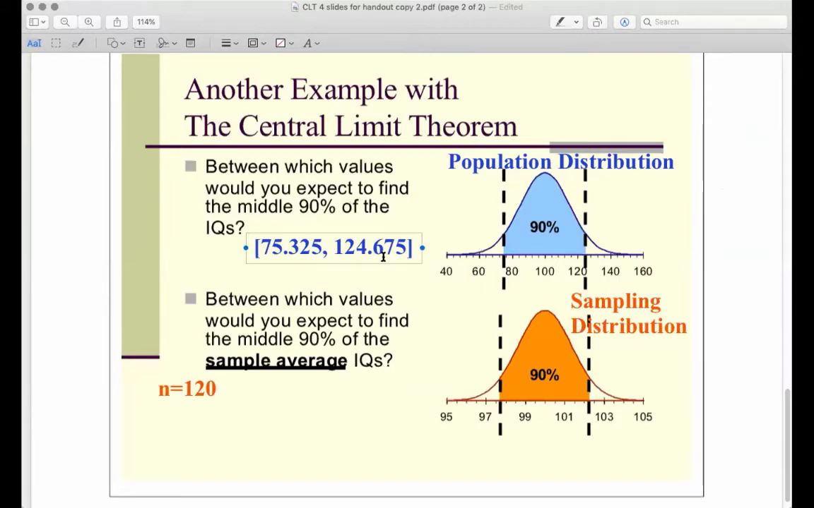Let's return to the picture. Previously, we found the middlemost range of values in the population. Now we are asking, if we have samples of size 120, what is the range of the middlemost 90% of means we would observe? Next, we will focus on the orange part of this problem.